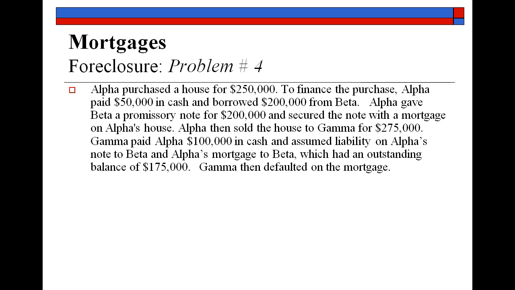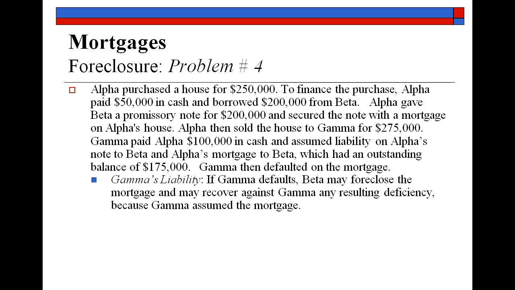Once again, Gamma subsequently defaults on the mortgage. Let's take a look at Gamma's liability in this problem. If Gamma defaults, of course, Beta may foreclose on the mortgage. This time, however, Gamma also has personal liability for any resulting deficiency. Gamma has personal liability in this case because Gamma assumed the mortgage, which means that Gamma took on personal liability on the mortgage note. What about Alpha's liability?